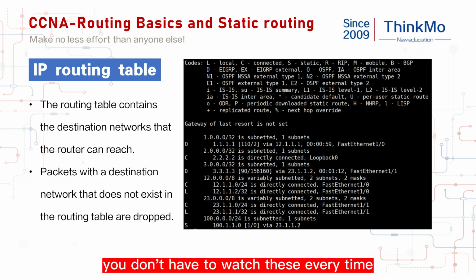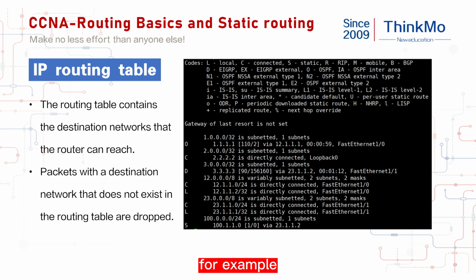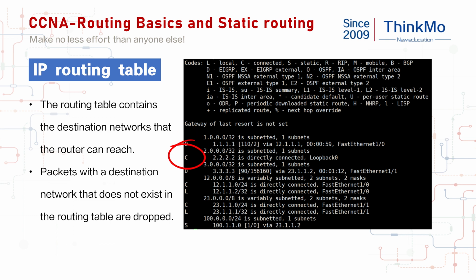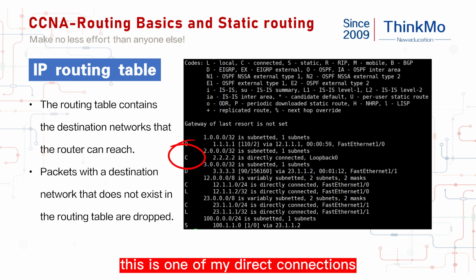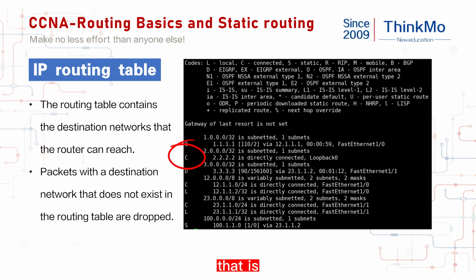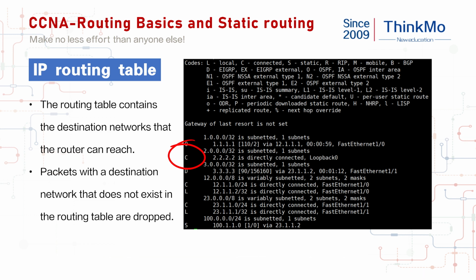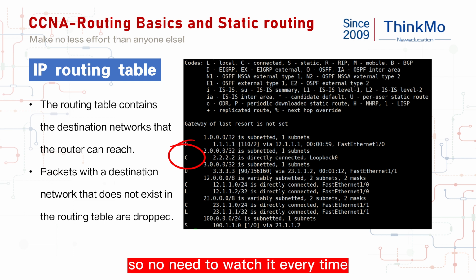You don't have to watch these every time. For example, if you want to see this route, in front of this there is an O. You don't know what this is. Look up. This O stands for OSPF. This C stands for connected. This is one of my direct connections. That is, this thing is a reference table, just to save some characters of numbers. So no need to watch it every time.